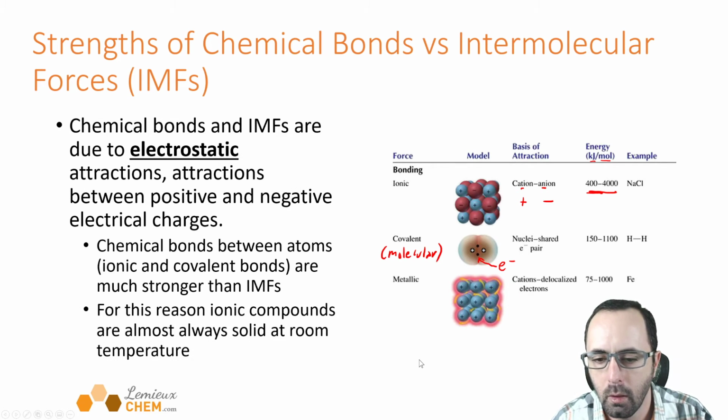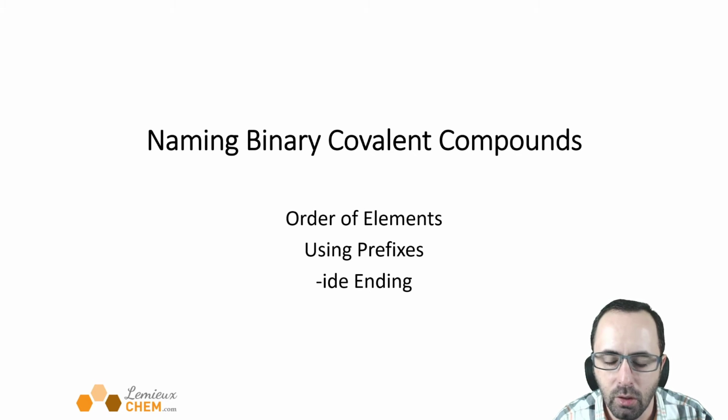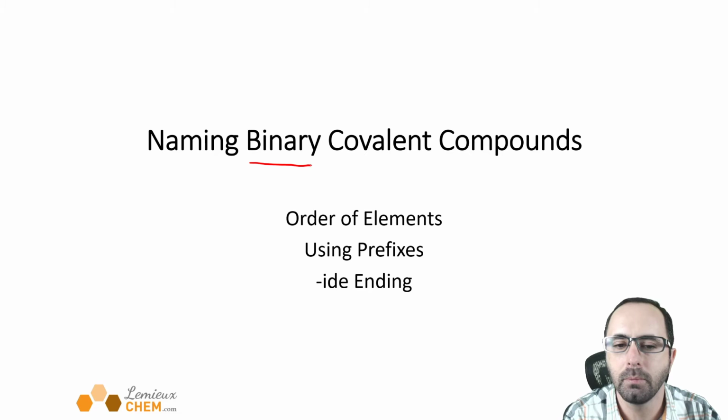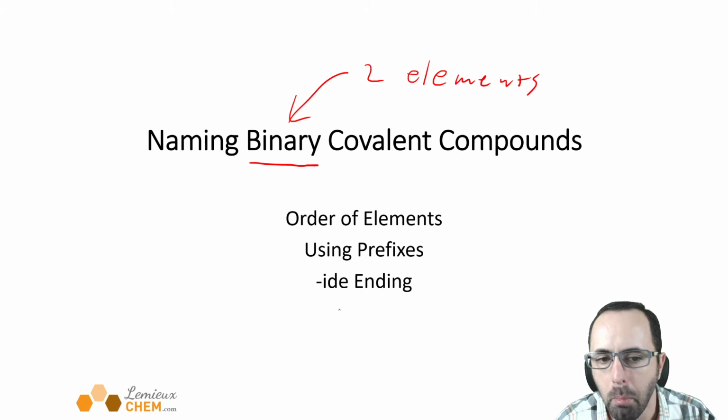Okay, so in terms of naming, we're going to start off by naming covalent compounds. They talk about this in section 3.2 of your textbook. We're going to talk about covalent compounds first because those are the simplest. We're going to focus right now only on binary covalent compounds. Binary indicates that we have two types of elements in there. Only two, not more. If there's more, it can get quite complicated. We'll talk about that kind of naming a little later, near the end of the class.